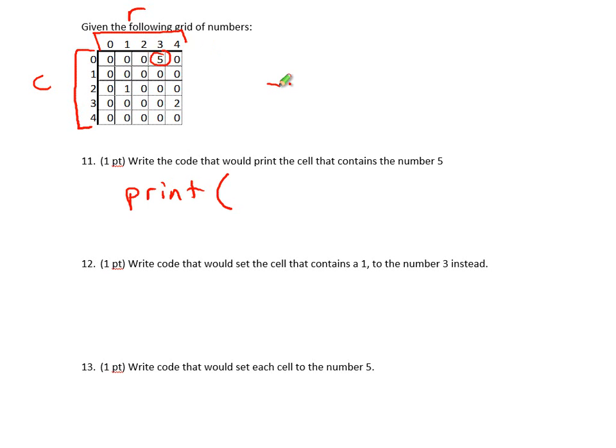I need a variable name for this. I'm going to call it grid, because I didn't seem to specify it. We'll say that this is equal to grid. Grid 0 and column 3.